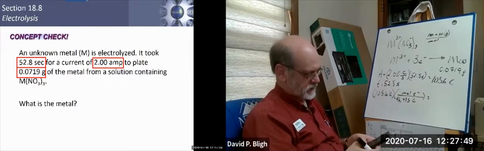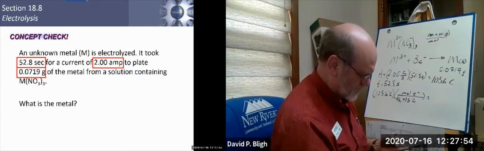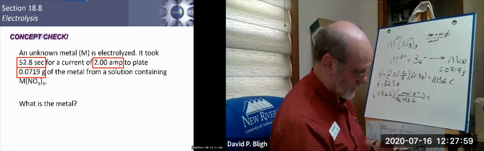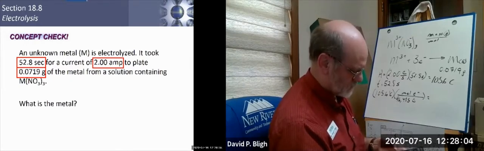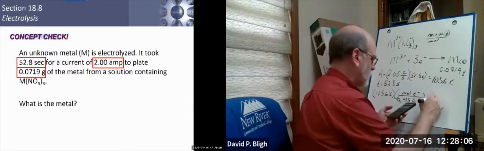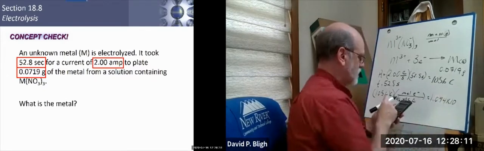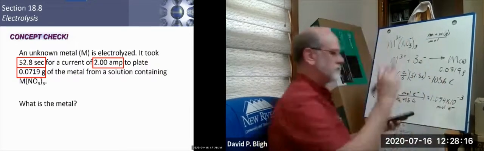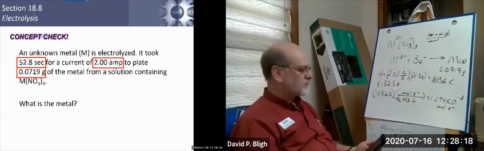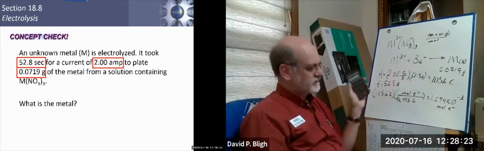So that is, let me increase my number of significant figures here. Hold on just a second. Display, fixed, 6. 1094. So it's 1.094 times 10 to the minus 3 moles of electrons. Okay? That's how many moles of electrons were transferred in this process.